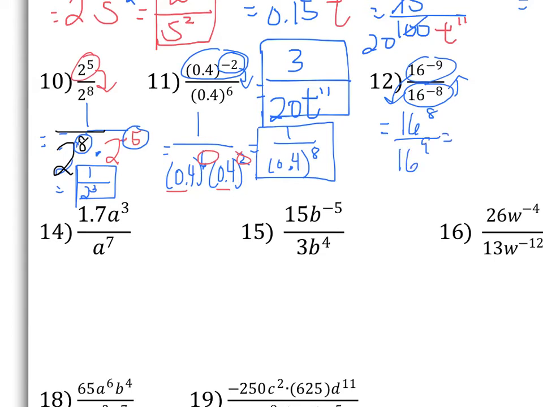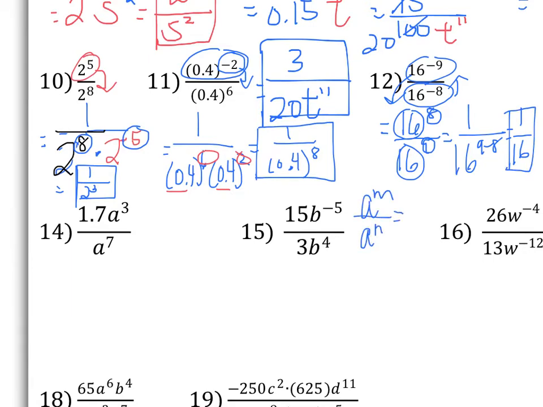Okay, but we're not done. This is not simplified. We need to use the quotient property, because the bases are both 16 and 9 is bigger than 8. Then I can do 16 to the 9 minus 8, and get 1 over 16. Okay, this is one of your power properties: a to the n minus m when n is greater than m. This is in your notes. All the power properties are in your notes.